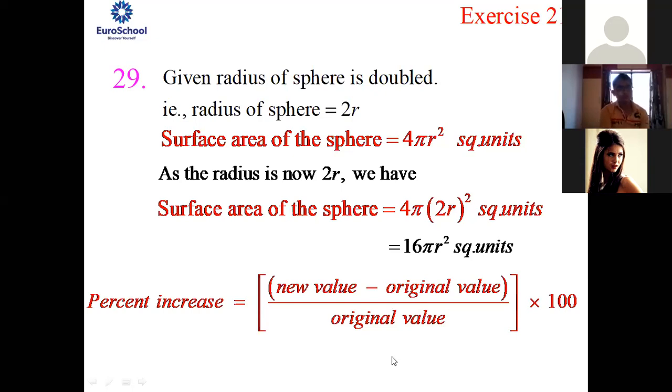So now here you need to find out the percent increase in surface area. So according to that, what will be your formula? Now here what I've given is your general formula.